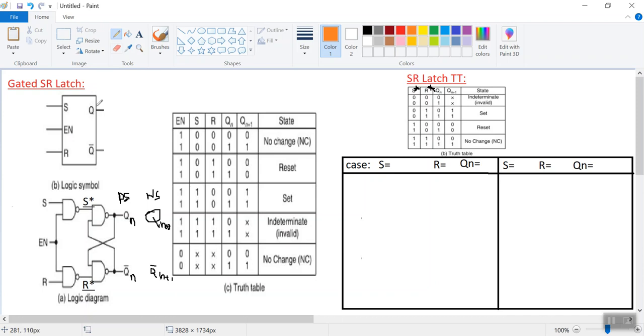So this is an unclocked flip flop. We can call this an unclocked flip flop, so we don't have any clock input signal. That is the reason we call it an unclocked flip flop.